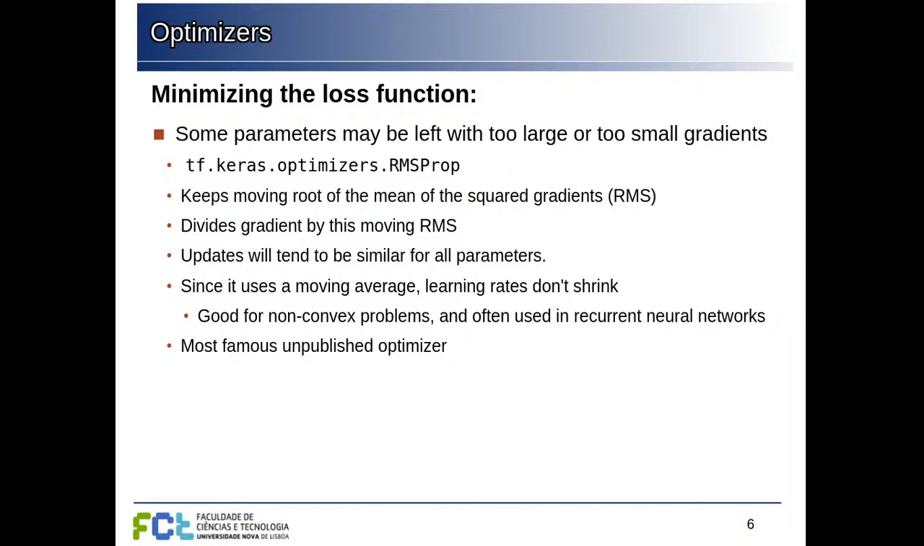So moving on, by the way, RMS prop is the most widely used optimizer that was never published. It was first introduced in a course, and it was never published by the authors, but it's widely used, and you find it implemented in Keras too.